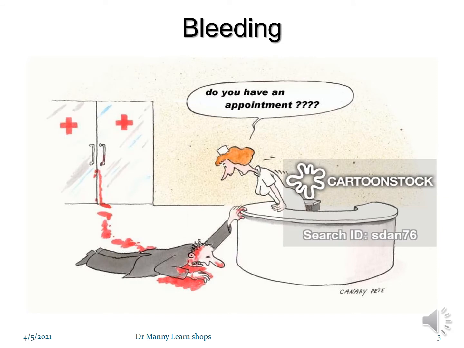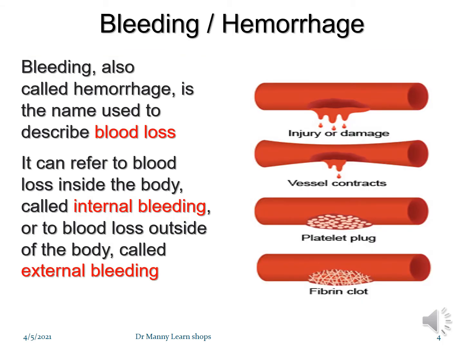Right, let's review bleeding or hemorrhage. Bleeding is also known as hemorrhage, and it's the name that's used to describe blood loss. It can refer to blood loss inside the body, which is called internal bleeding, or blood loss outside the body, which is called external bleeding.